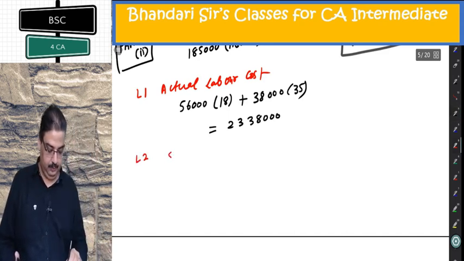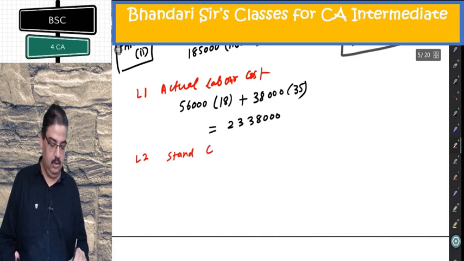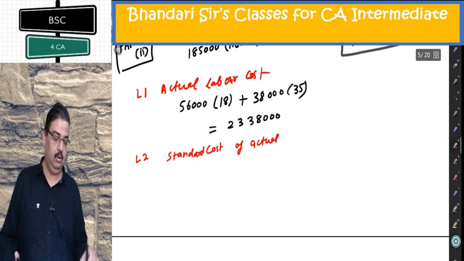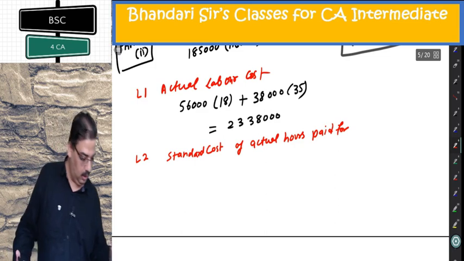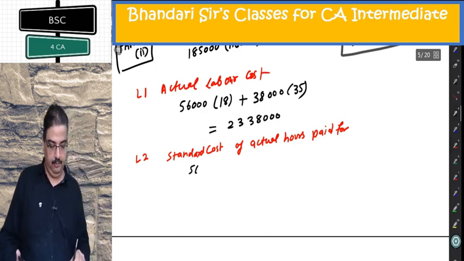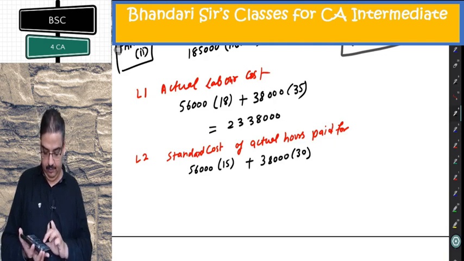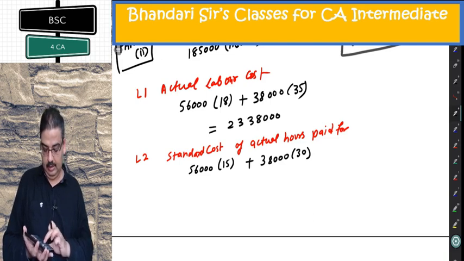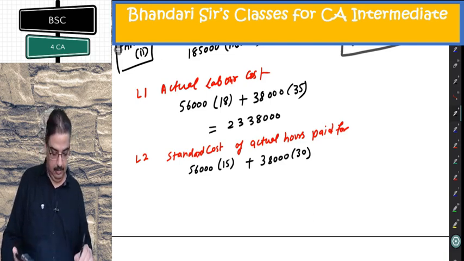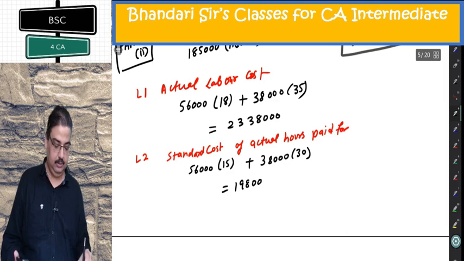L2, standard cost of actual hours paid for. Rate standard, 56,000 into 15, 38,000 into 30. I'm getting 19,80,000.